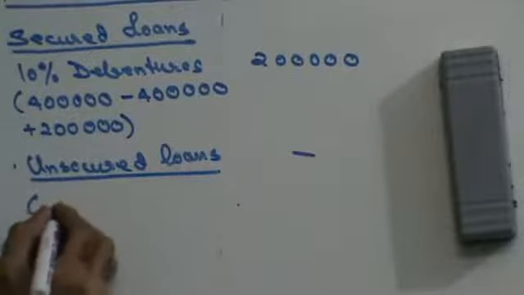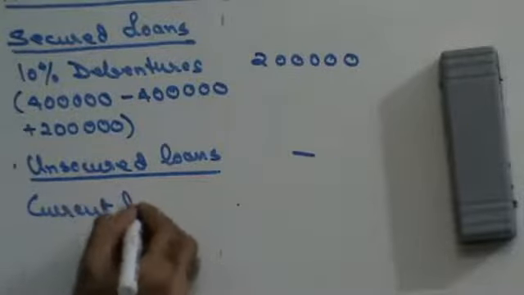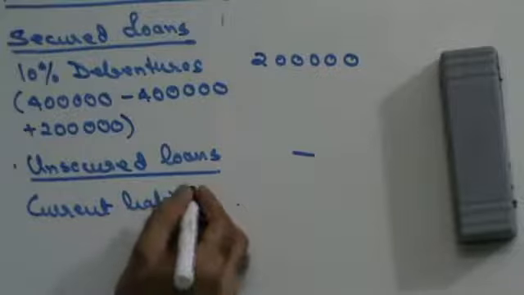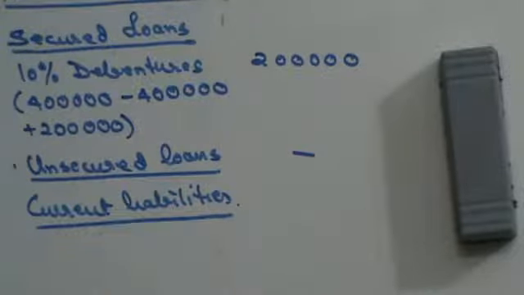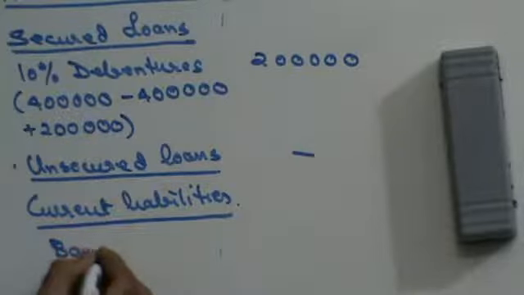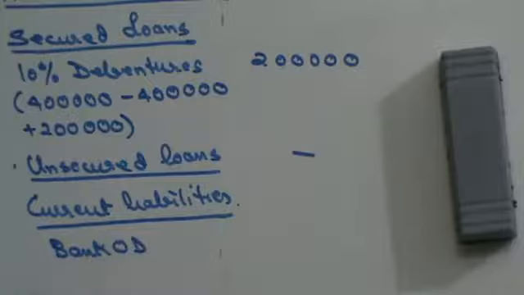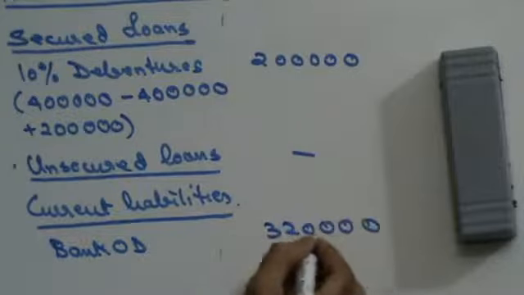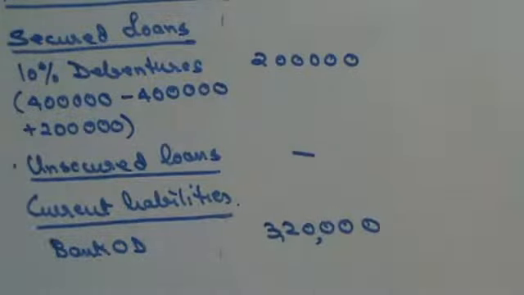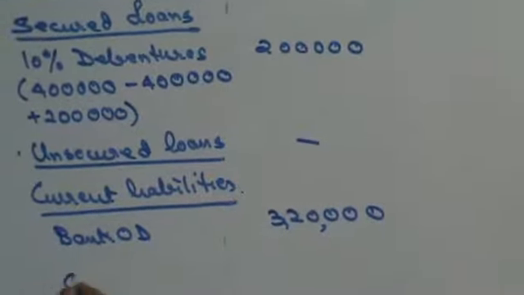Then you have current liabilities. In current liabilities, the first thing that you have is bank overdraft. Right, bank overdraft is given to you as 3,20,000. We'll write it here as 3,20,000. Just in case we fall short of cash, we will use this. So this could change.